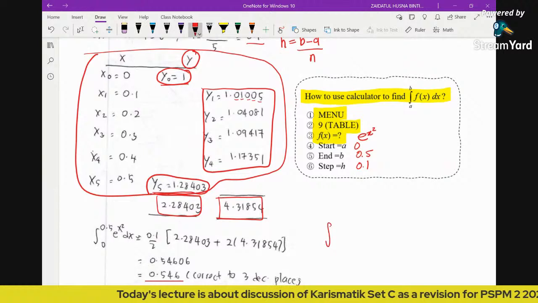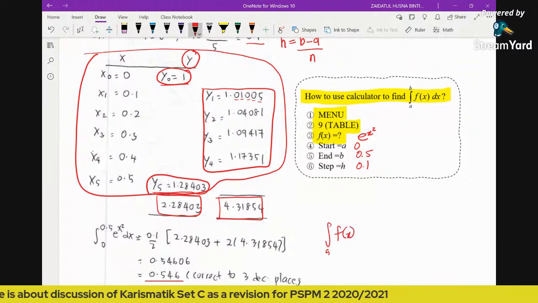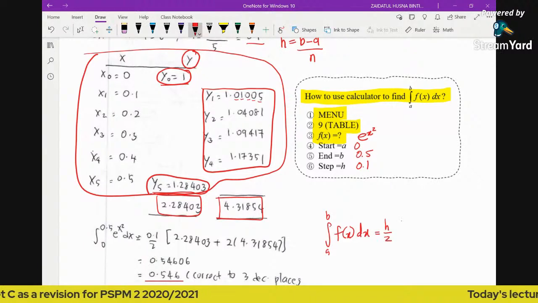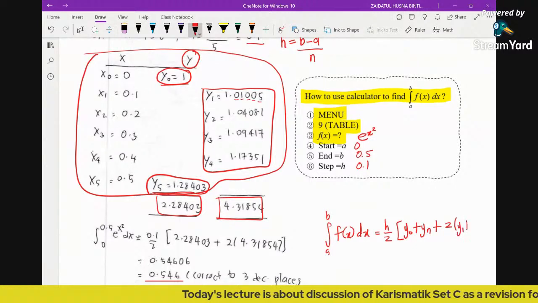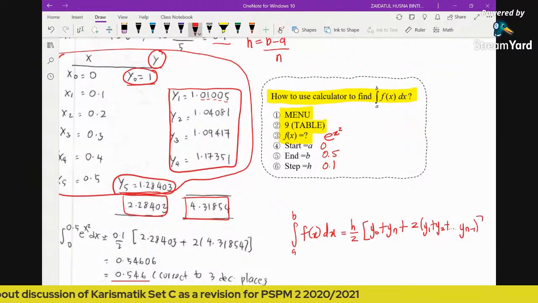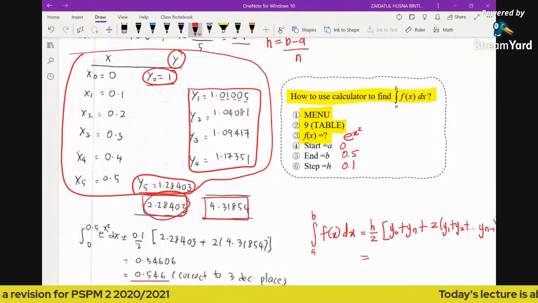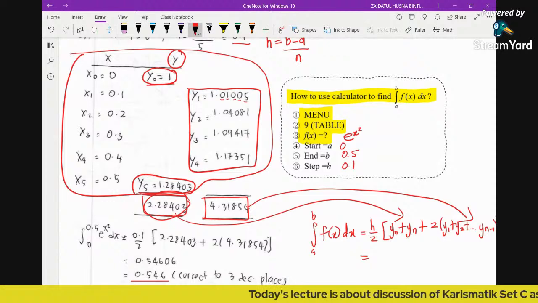So the formula is this: the integral of f(x) from a to b is basically h divided by 2, times y0 plus yn plus 2 times the middle y's, until yn minus 1. Then it's just about substituting all the values here. So this, you put it here, and then this, you put it here, and then h here.